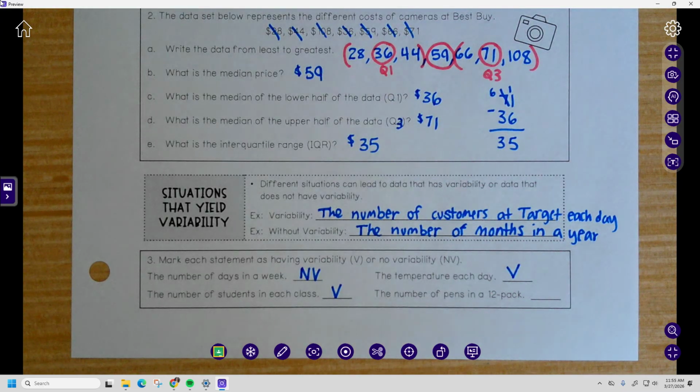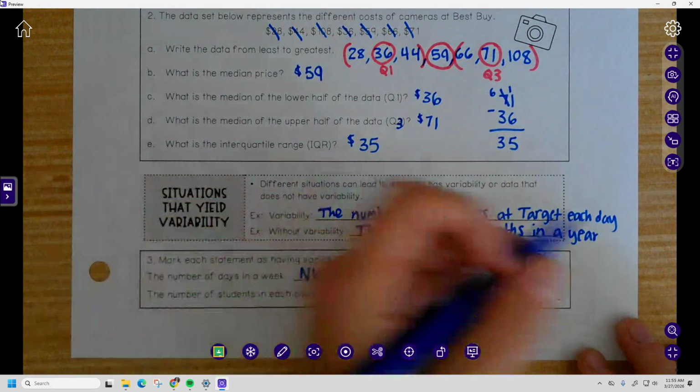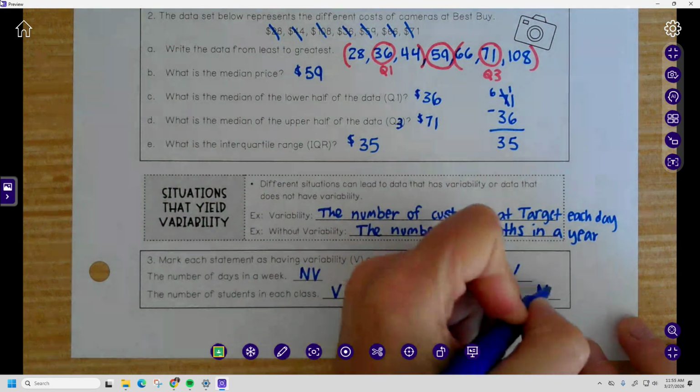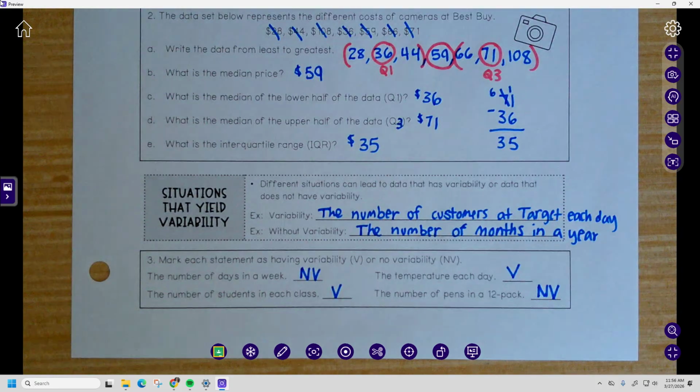And the number of pens in a 12-pack. I mean, if it's a 12-pack, it should have 12 pens. No variability. And maybe every once in a while they might mess it up and give you 13 or 11, but that's not very much variability. It's usually going to be 12. All right, so put those in the notes section of your binder.